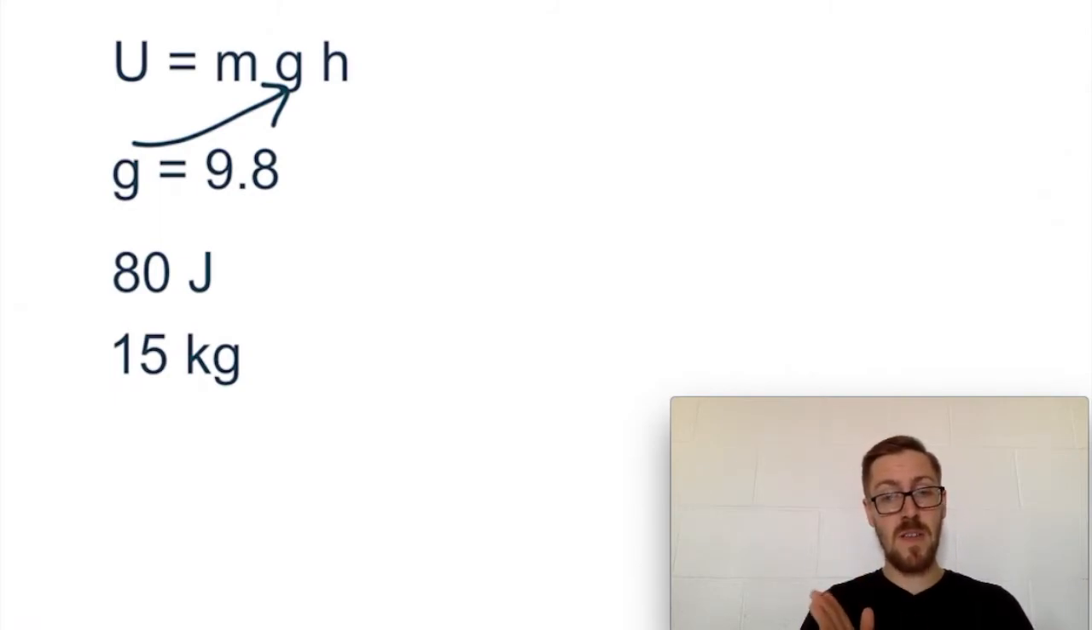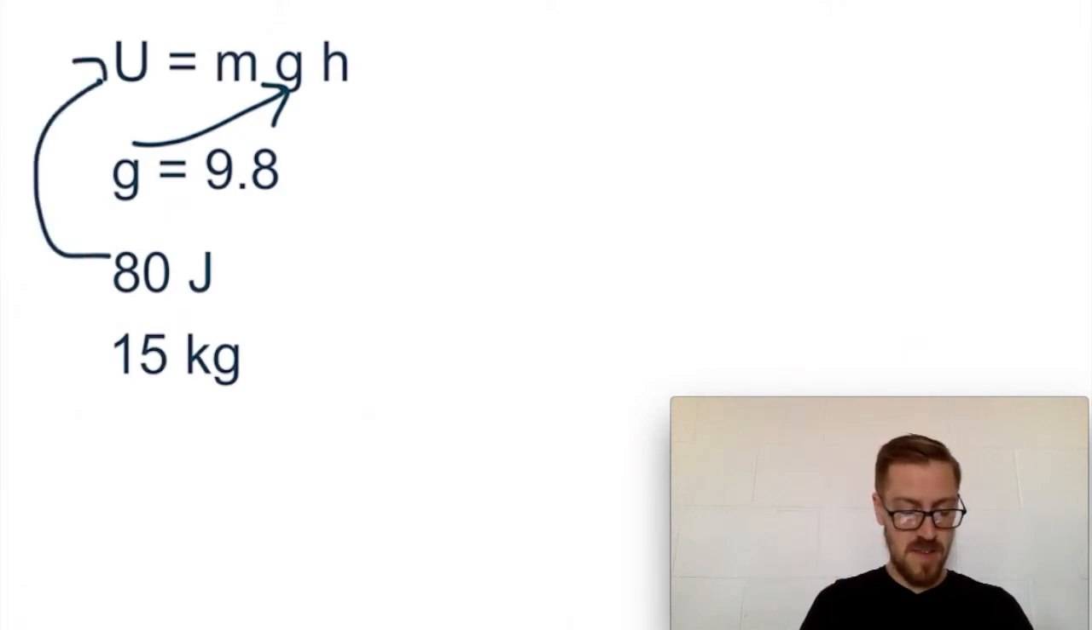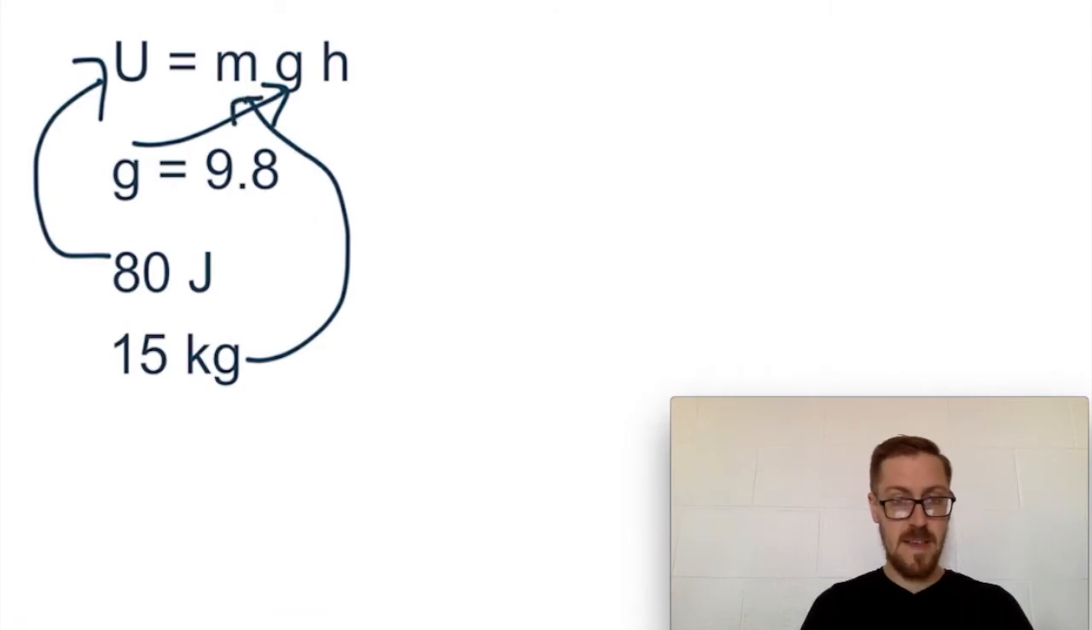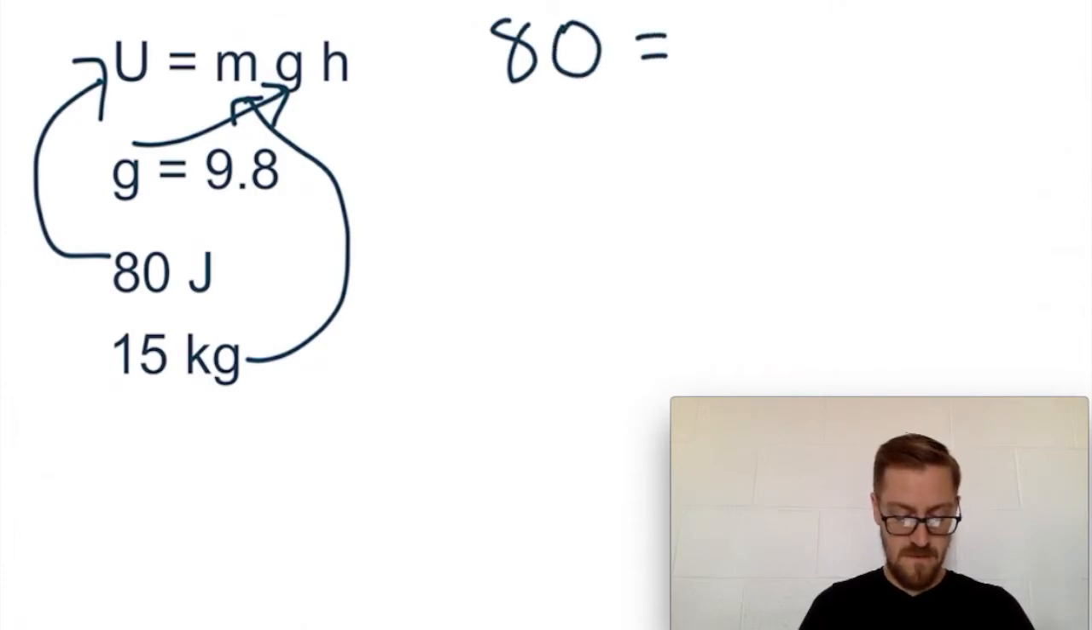80J, you have to look at that unit and figure out what it is. J stands for joules, and our unit for energy is joules, so we plug this in where energy goes. And then last but not least, 15 kilograms. Kilograms is a mass. And so we need to replace all of our letters that we know now with the numbers that we are told that stand for them. So I've got 80 instead of U equals 15 instead of M times 9.8 times H.